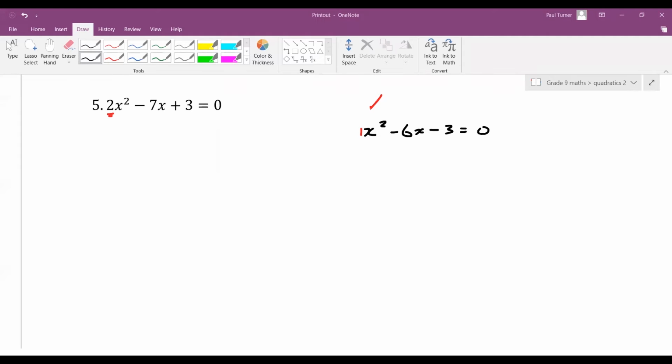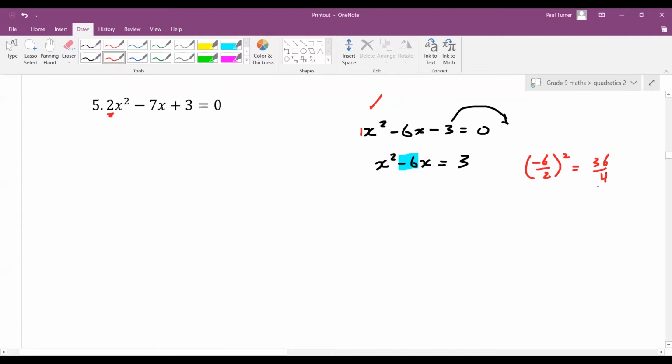So the first thing to do, move your minus 3 away to the other side. So I just want to have x squared minus 6x on this side, and then on this side, just have 3. So the number we're interested in is minus 6 here. And to complete the square, we need to halve that number, so divide it by 2, then square it. So we'll get 36 on 4, which gives you 9.